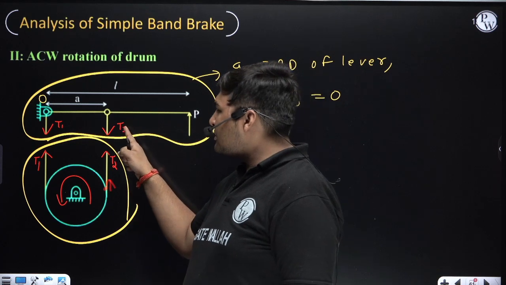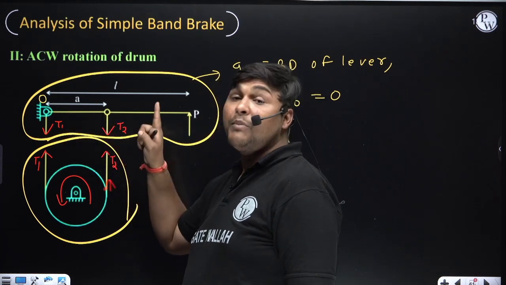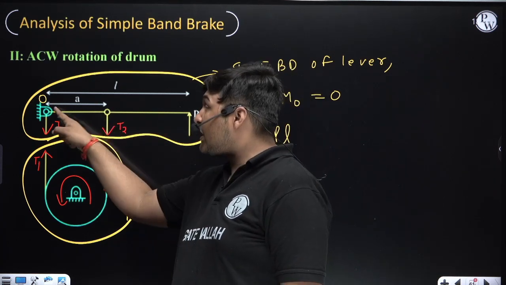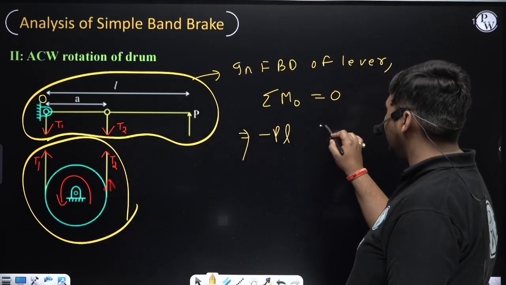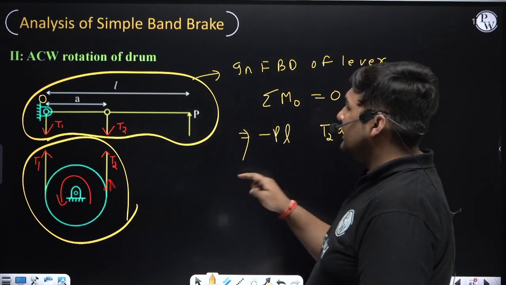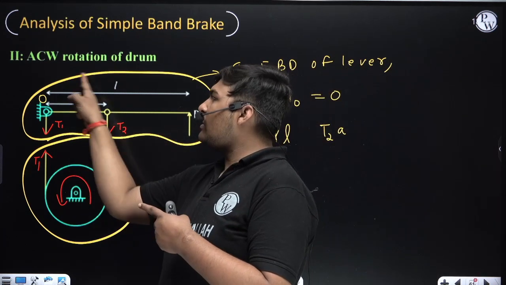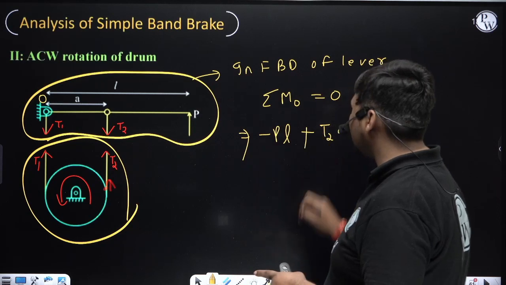Now the moment of T2. Take the perpendicular distance. Since the force is vertical, we need to take the horizontal distance. So its horizontal distance from O is A. So its moment will be T2 into A. The direction of moment of T2 about O is clockwise, and I am taking clockwise direction as plus.